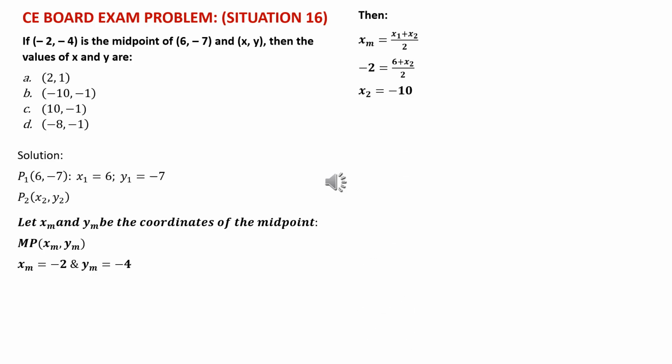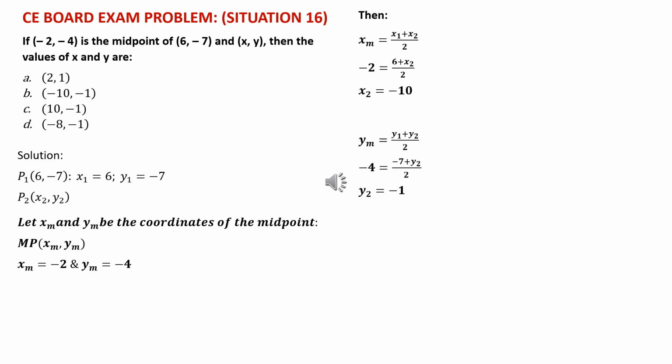Now, solving for the value of x sub 2, we have a result of negative 10. From the solution, x sub m is equal to x sub 1 plus x sub 2 over 2, wherein we have negative 2 is equal to 6 plus x sub 2 over 2. Finally, the value of x sub 2 is equal to negative 10.